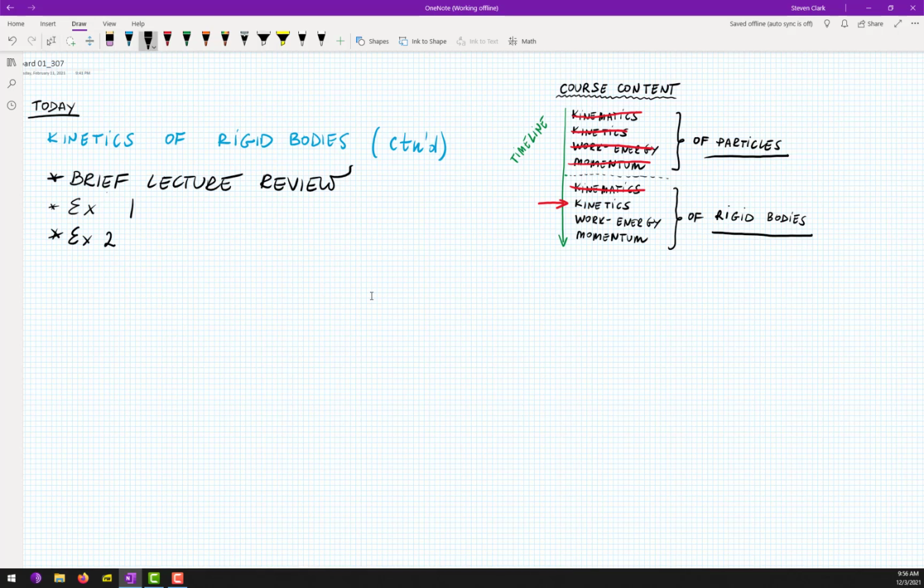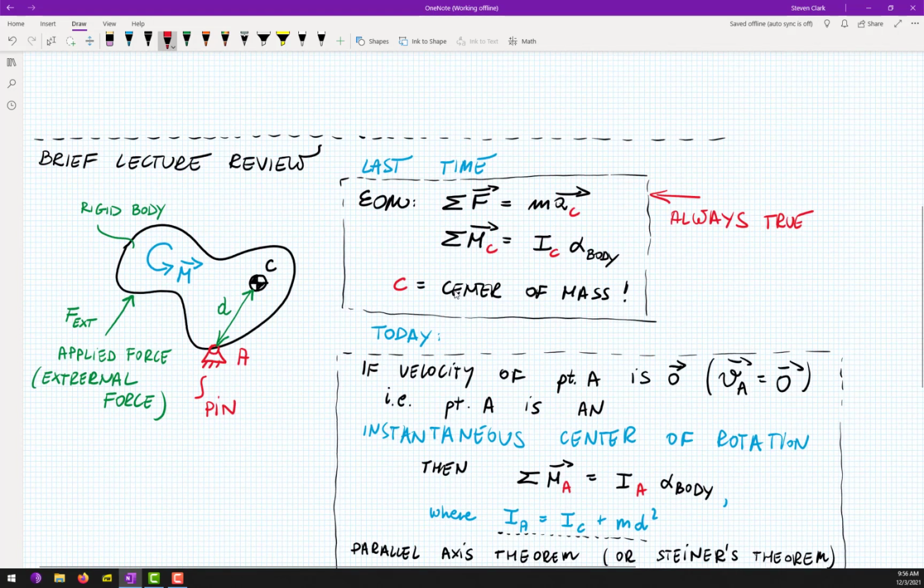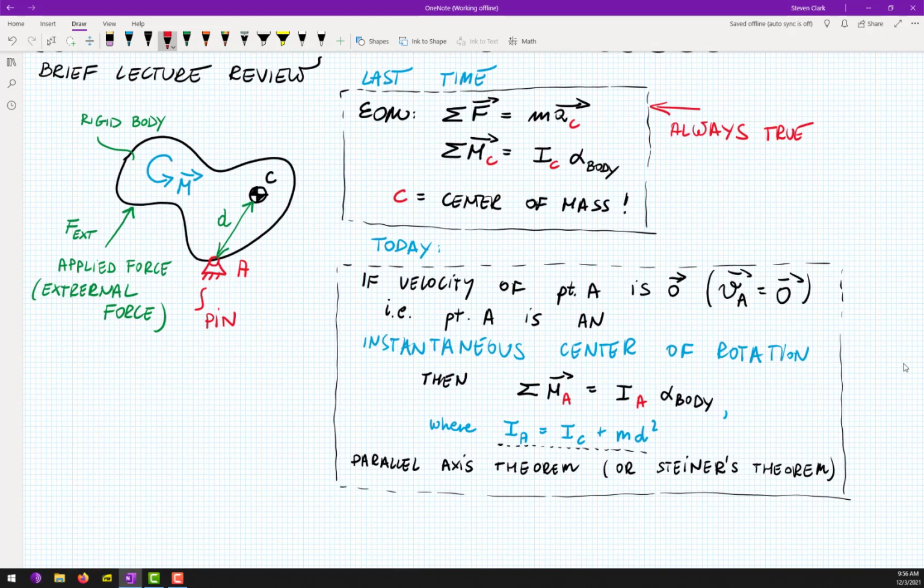Today we will continue kinetics of rigid bodies, as you can see. The plan for today is a very brief lecture review and then two examples. Without further ado, let's dive straight into our discussion. Let's start with the brief lecture review, which is here.